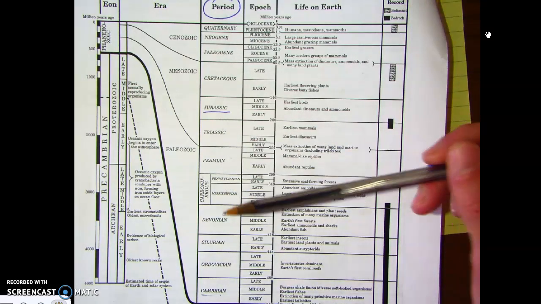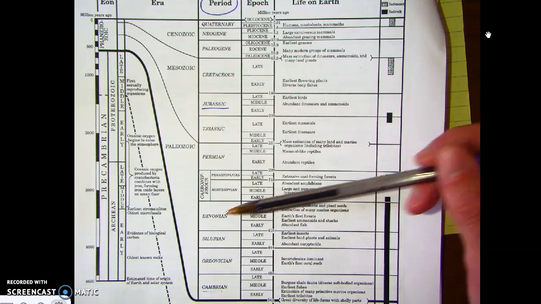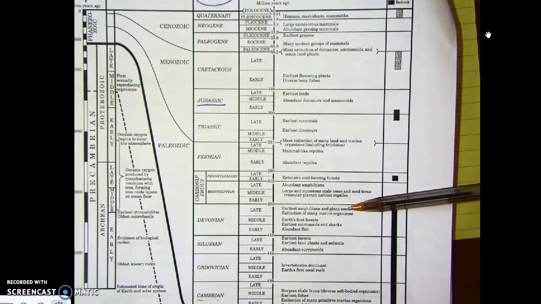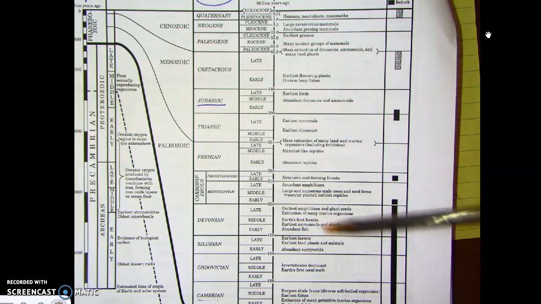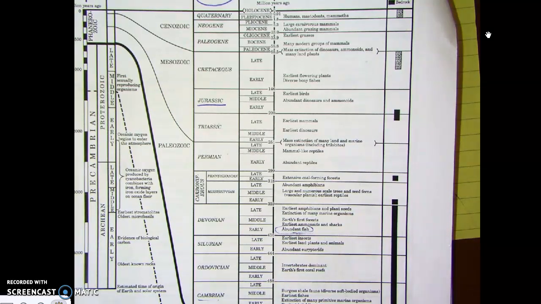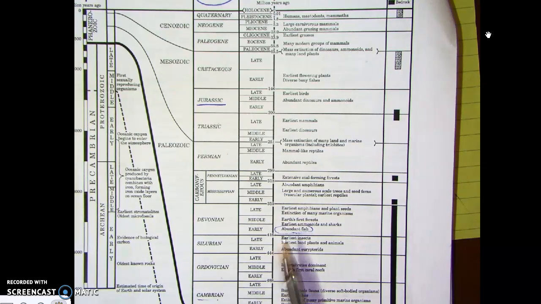If we pick, say, Devonian, for example, well, we're largely going to be focusing on the ocean probably. But it says earliest amphibians and plant seeds, extinction of many marine organisms at the end of the Devonian, Earth's first forests, ammonites and sharks, abundant fish. The Devonian is often referred to as the age of the fish. This is when fish really evolved and really came onto the scene. If we look at other time periods, Silurian, earliest insects, earliest land plants and animals, abundant eurypterids. We talked about eurypterids in another video.